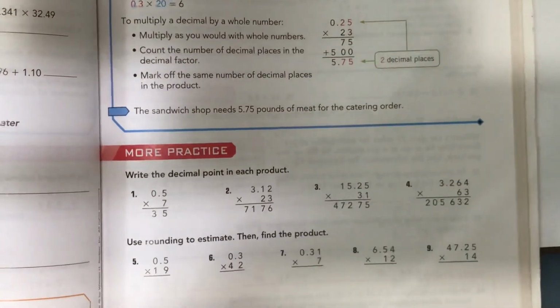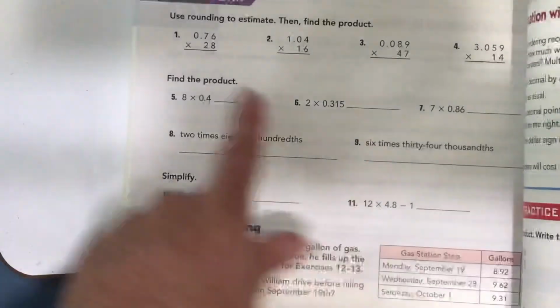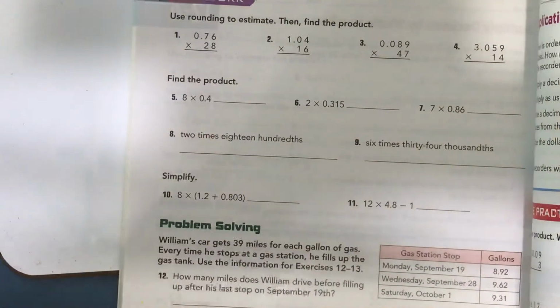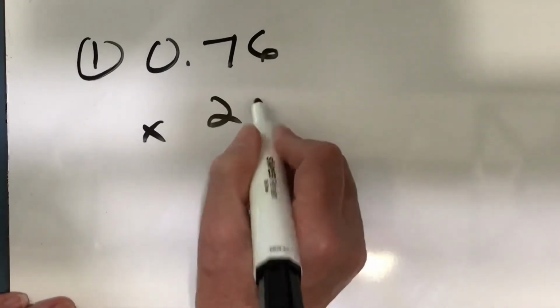Okay, 202 is actually the page you're going to do. Okay, so let's look on 202. You only have to do 1 through 11. You do not have to do the word problems. You just have to do 1 through 11. And you do not have to round, you just have to solve the problem. So let's do one of them together. So the first one says 76/100 times 28.